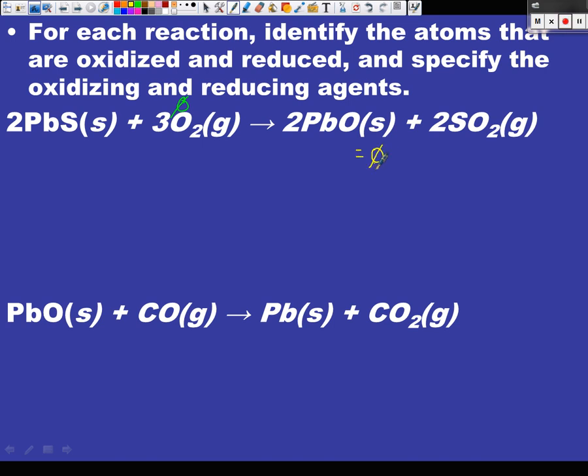Anything by itself? Any parentheses? Do you see a metal? Who is it? What's lead's charge in this compound? It's 2 positive, bring it down, so that's plus 2. What do I need to make it neutral? Negative 2, divide by nothing, so that's negative 2.